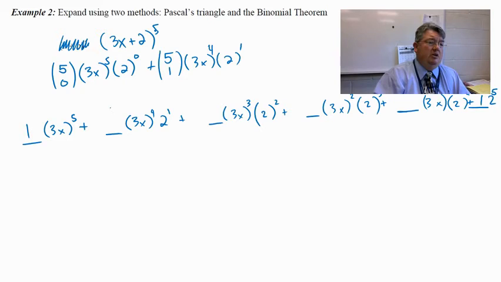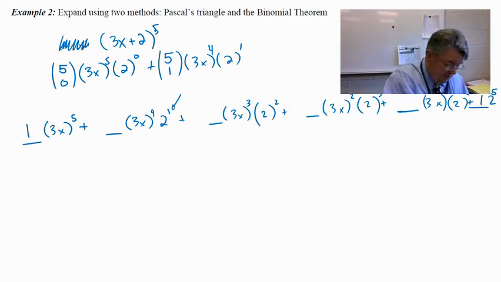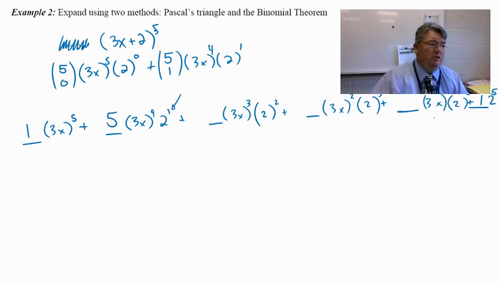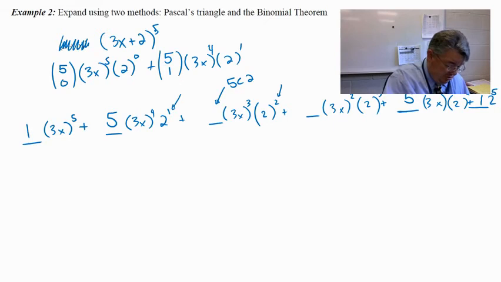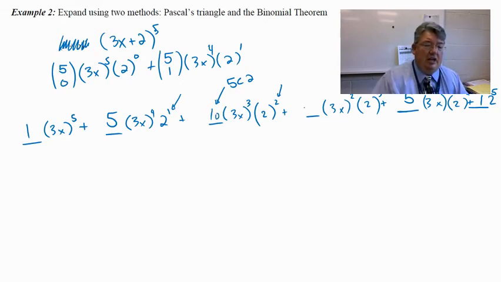This I can get by going 5 choose 1. It's always this number here attached to the 2. So if I do 5 choose 1, or 5 nCr 1, I get 5. Now, if I get one of them, I get another one. And here it's 5 choose 2, because it's this number here. 5 choose 2, 5 choose 2, I get 10, 10, and 10. And that's it. Okay.